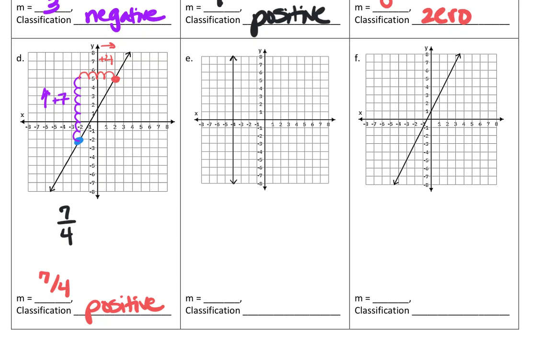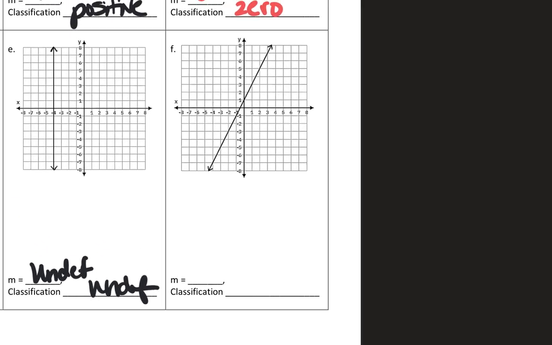Some teachers like to explain this one, that this makes a U for undefined. But that can be a little confusing. So all I'm going to say is just memorize it. The one that goes up and down is undefined. All right, and then all you would do here is you would write undefined and then undefined. All right, because there's no number to it. All right, and then the last one.